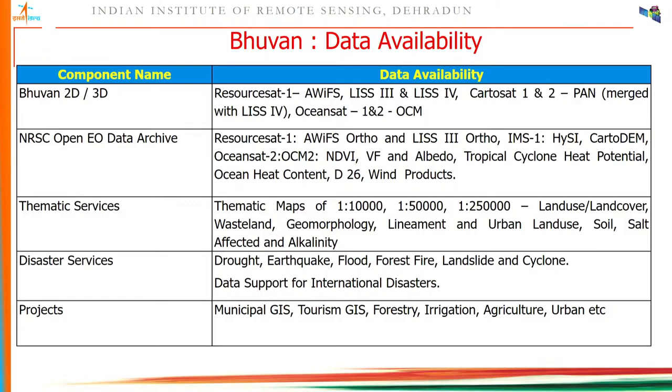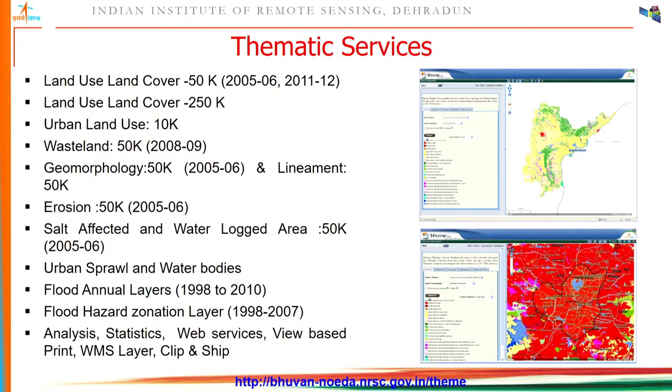Disaster-specific data for the six natural disasters, such as flood, drought, earthquake, forest fire, landslide, and cyclones, are available to you. Some project-specific datasets are also available, like municipal GIS, terrain GIS, forestry and irrigation, agriculture, urban, and so on. These are the list of the thematic data.